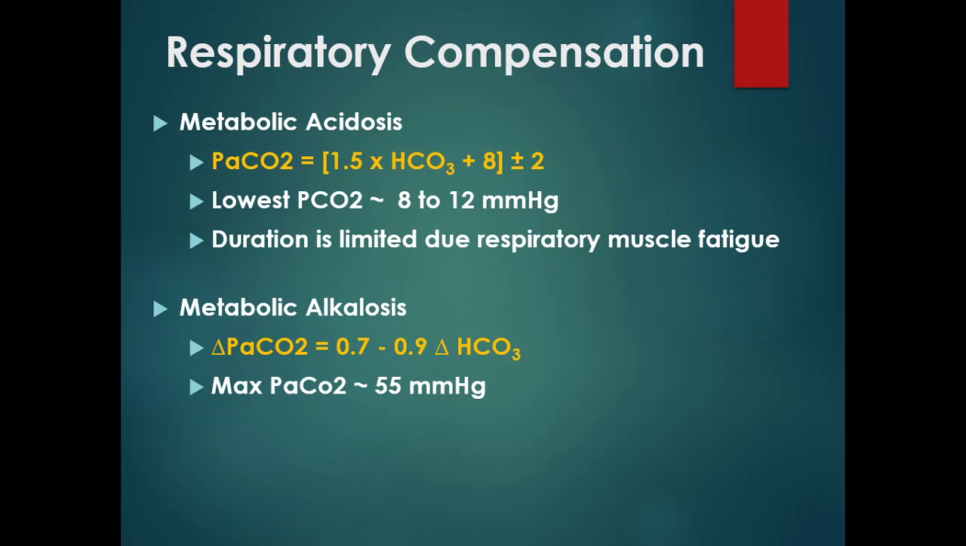There are certain rules for the respiratory compensations that we should memorize to be able to identify the types of acid-base disorders. For example, for metabolic acidosis, the expected PCO2 will be 1.5 times serum bicarbonate plus 8, and this number is usually within plus or minus 2 of the calculated formula. But the lowest PCO2 that can be reached is usually around 12 millimeters of mercury, and the duration is limited due to respiratory muscle fatigue. The patient cannot maintain such a high level of hyperventilation for a long time.